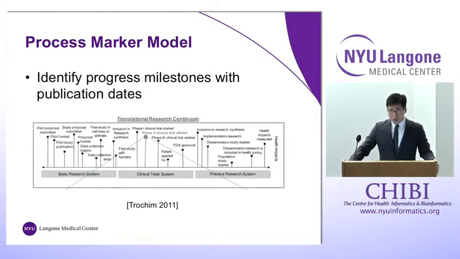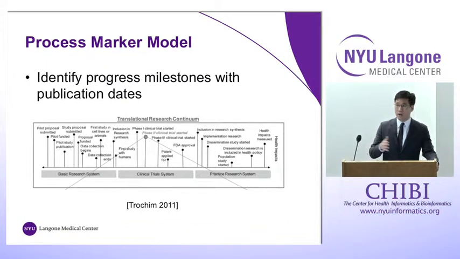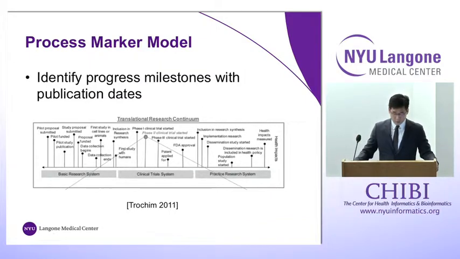I'm also going to review a couple areas of the literature which focus on trying to model translational research and analyze it to improve our understanding of the process, because it's a poorly understood process. The first literature I'm going to be talking about is the process marker model. What the process marker model does is it designates a number of endpoints or milestones throughout the translational research process. One example is at the point when individual clinical trials are synthesized into systematic reviews or meta-analyses. That would be at the point when it goes from the clinical trial system to the practice research system.